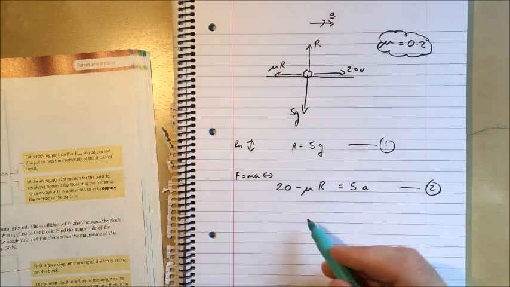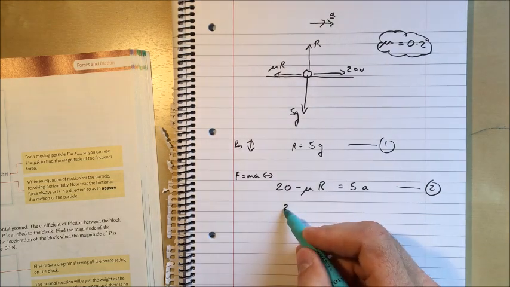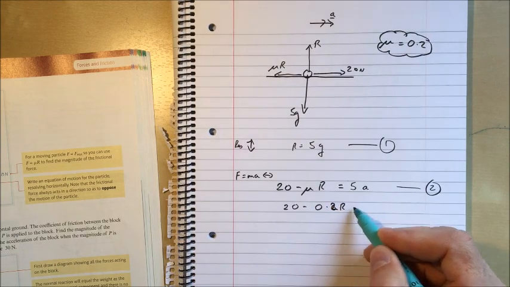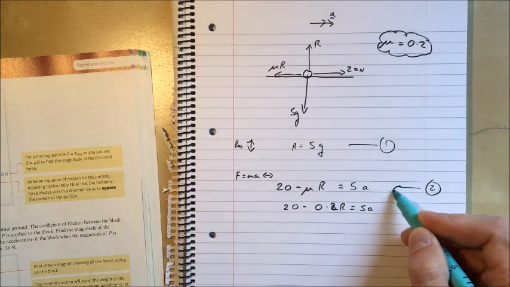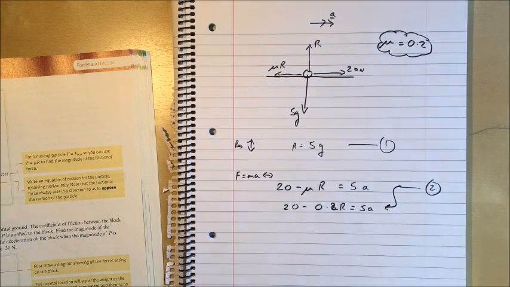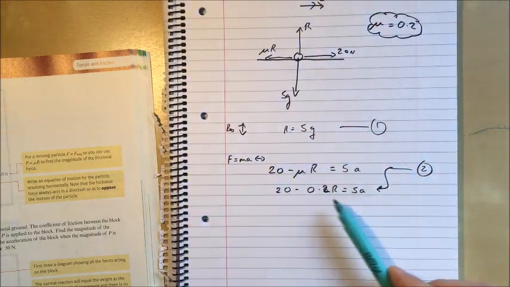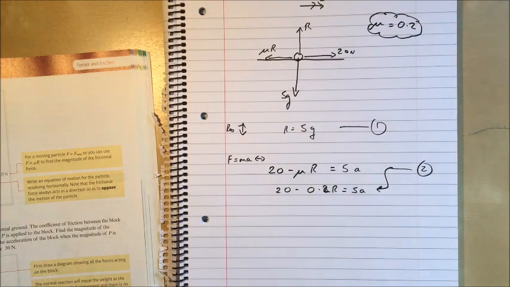So we know that mu is 0.2, so I suppose we can put that in. 20 minus 0.2R equals 5a, so I'll call this one equation 2. So what have we got? Well, we've got an equation with an R in it, and an equation with an R and an a in it. Can you see the familiar sort of setup?